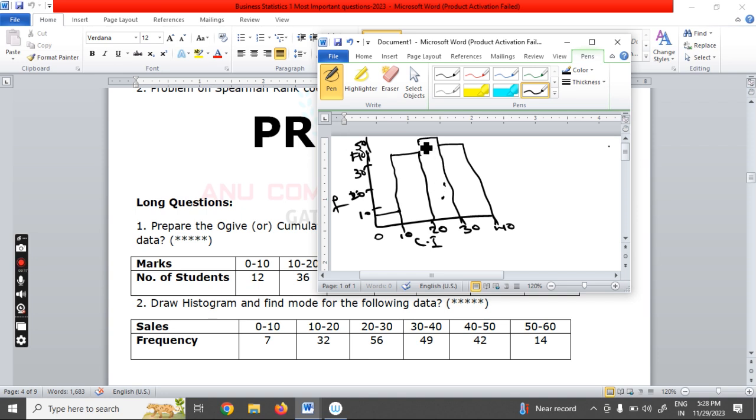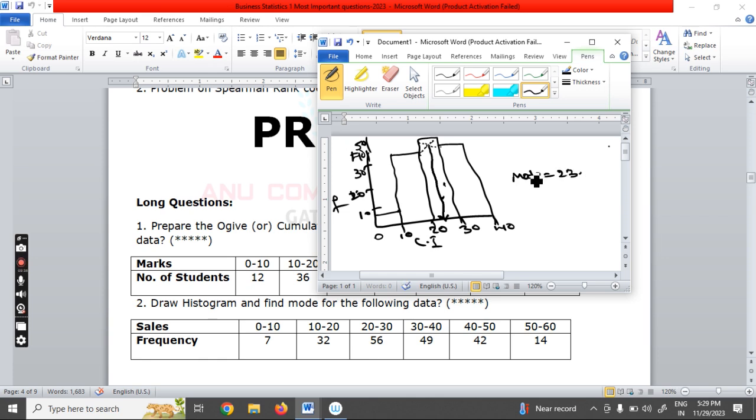From the highest bar, draw a line from the left side corner to the right side bar, and from the right side corner to the left side bar corner. So these two lines are intersecting now. From the intersection of these two lines you draw one straight line towards the x-axis now. So what are the values? So approximately you are getting the mode. Mode is approximately 22 or 23.